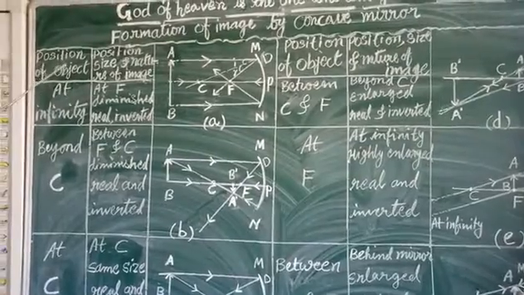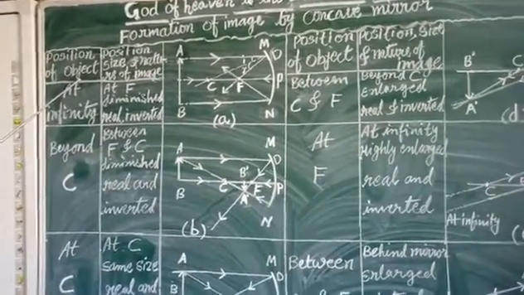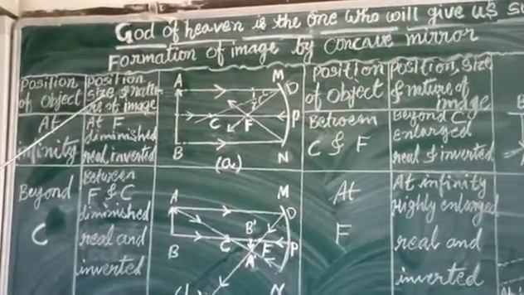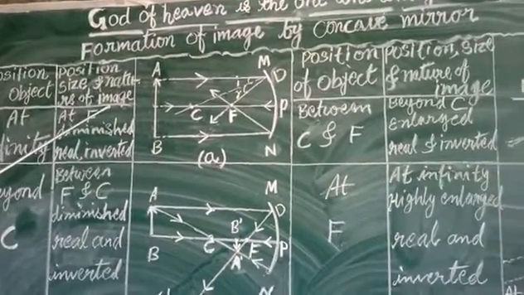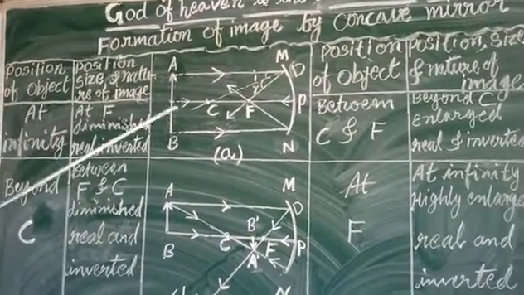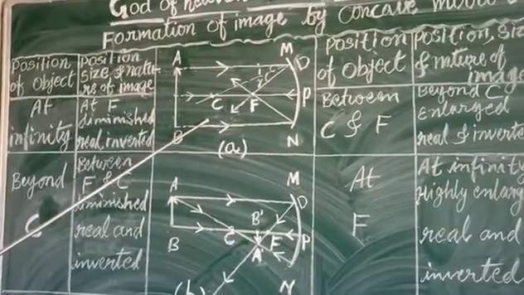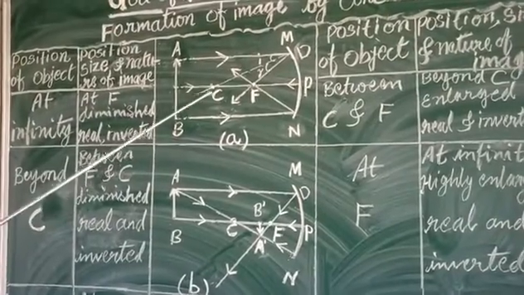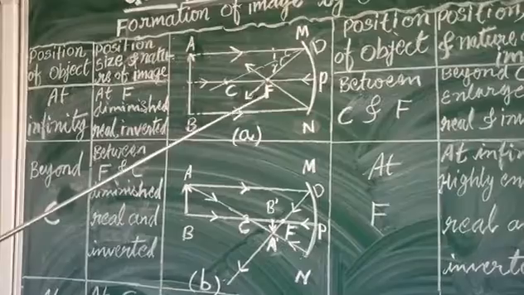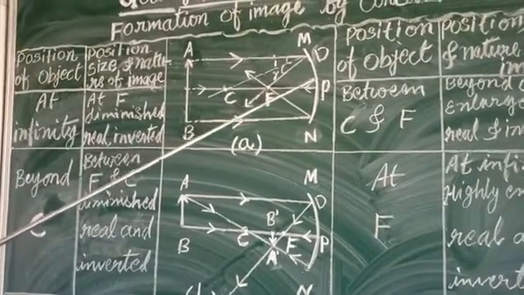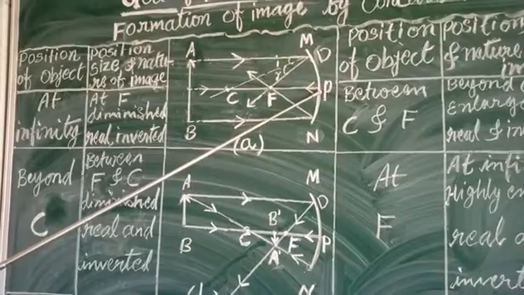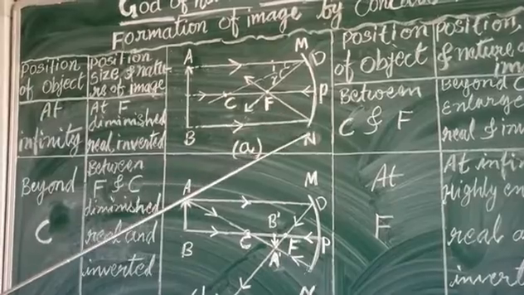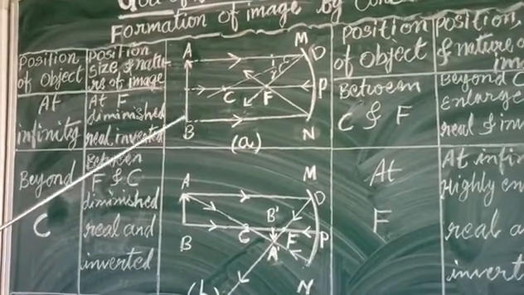Okay, here the position of object, the first column I have written, and in the second column the position, size and nature of image is written. Okay, in the first diagram, what do we see here? A and B is the object. C is the center of curvature, F is the principal focus, P is the pole. And M and N is the concave mirror. Okay, now let us see.